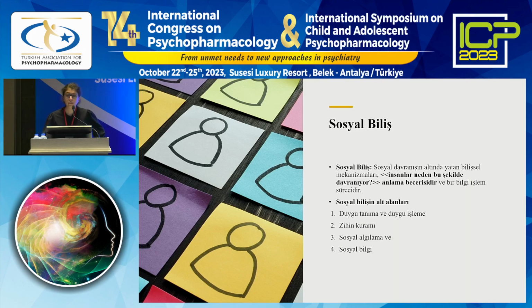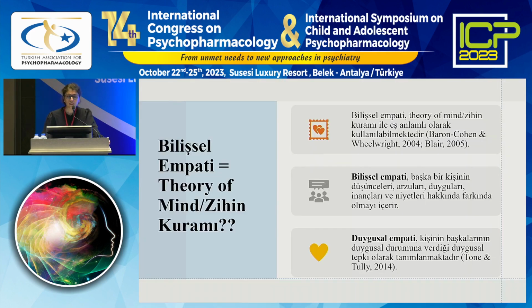Social cognition is the first thing. This refers to the cognitive mechanisms underlying social behavior, why people behave the way they behave, and the ability to understand and recognize. It's mostly the sensory processing and social aspects. There's cognitive empathy, sometimes considered as the theory of mind, but cognitive empathy is all about being aware of the thoughts, desires, emotions, beliefs, and aspirations of an individual. And emotional empathy is the way that you react.